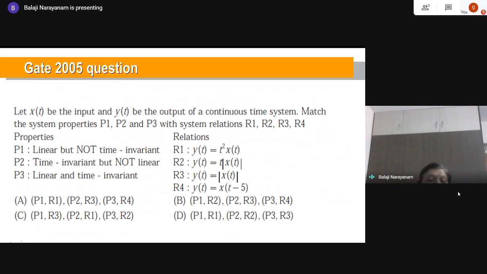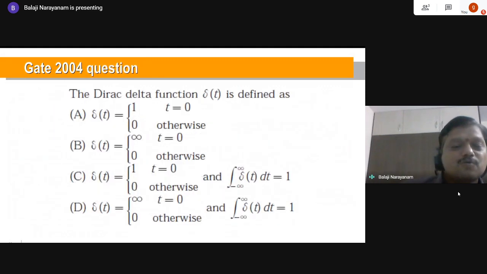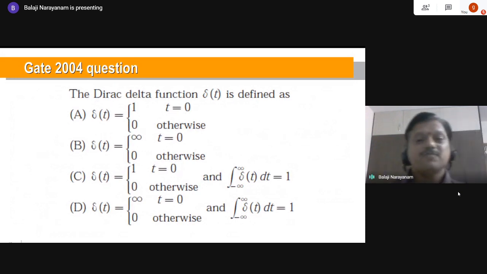The two classifications are linear, non-linear, time variant and time invariant. I suggest to the students, just take this particular GATE question as a simple homework problem, and you may try this. Okay, you may try this problem, and we may move to another important question.